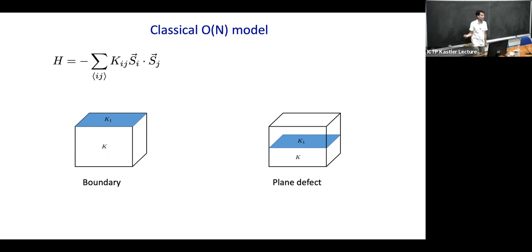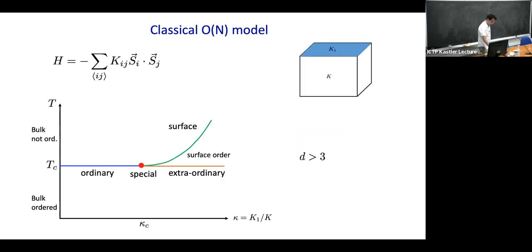So I'd like to understand the phase diagram of this system. Let's begin with this case of a semi-infinite geometry. Well, if the bulk dimension D is greater than 3, then the phase diagram is essentially understood. So, well, first of all, what is the phase diagram in the bulk? There is a paramagnetic phase at high temperature. There is a ferromagnetic ordered phase at a low temperature, and there is a critical temperature Tc here.